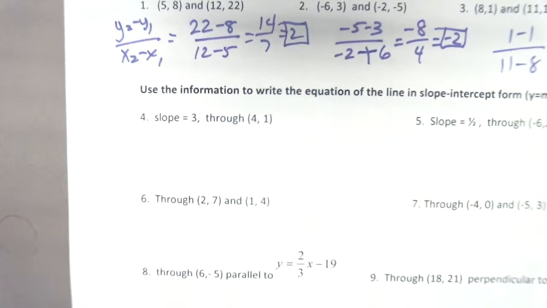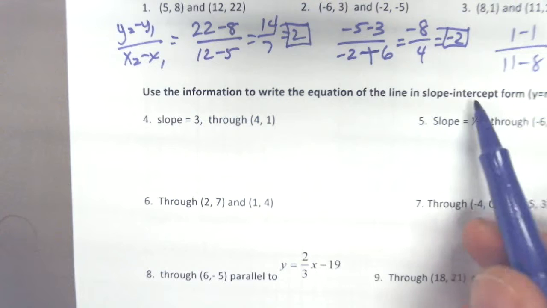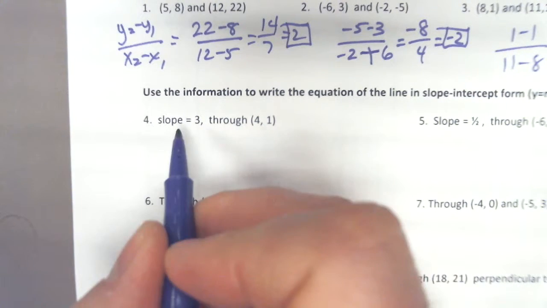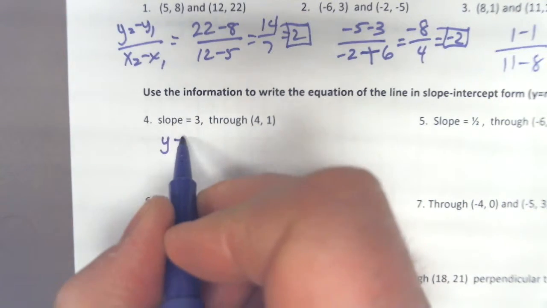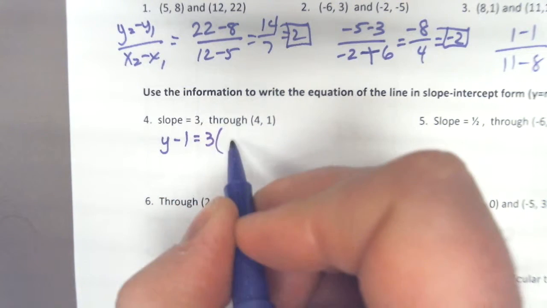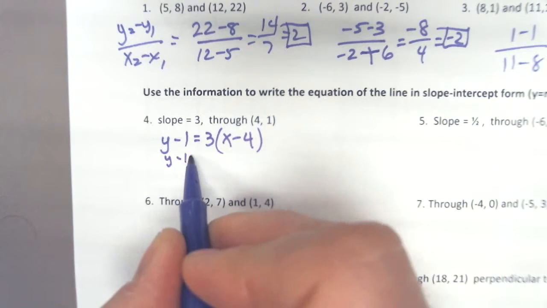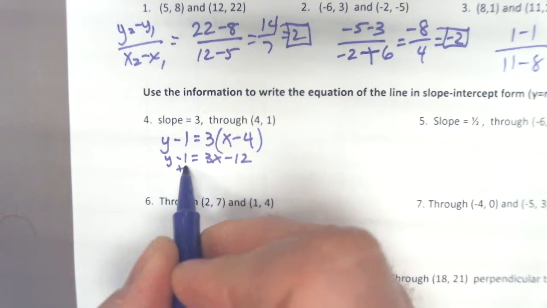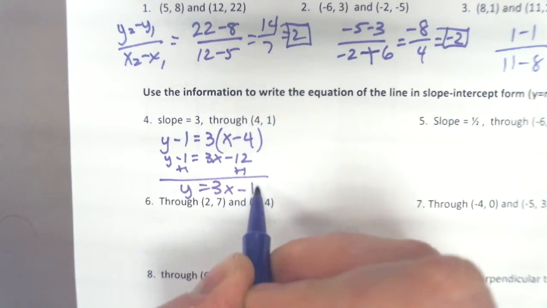Moving on down to question number 4. Here they're giving us a point and a slope, and they want us to find the slope-intercept form. Since they give us a point and a slope, we're going to plug into point-slope form. So I'm going to have y minus y1 equals m times the quantity of x minus x1. Simplifying that, I get y minus 1 equals 3x minus 12. Adding 1 to both sides, I get y equals 3x minus 11.